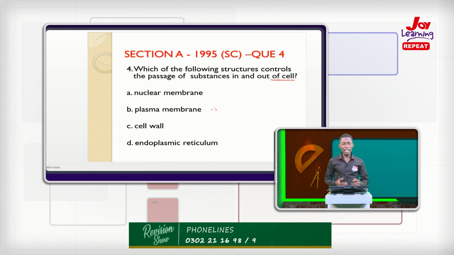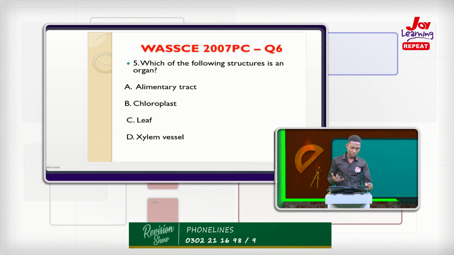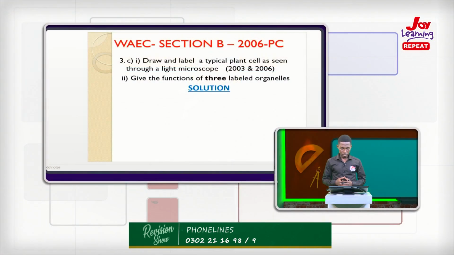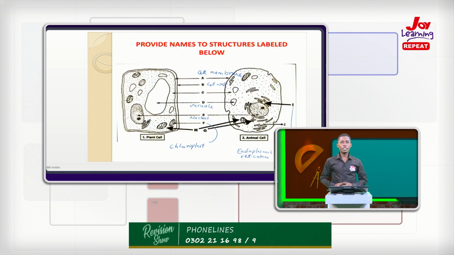The chief examiner said that sometimes most of you draw in pen, something we should not do. Don't draw in pen. Make sure your labels are correct, your spellings are correct, and your grammar should be correct too. So this is what they asked.